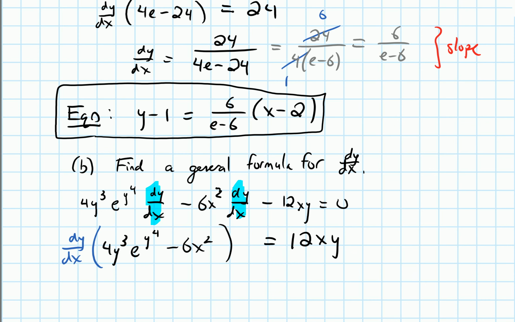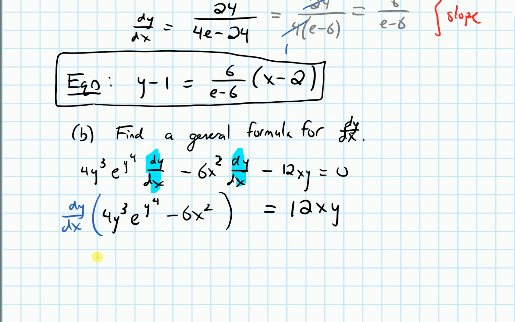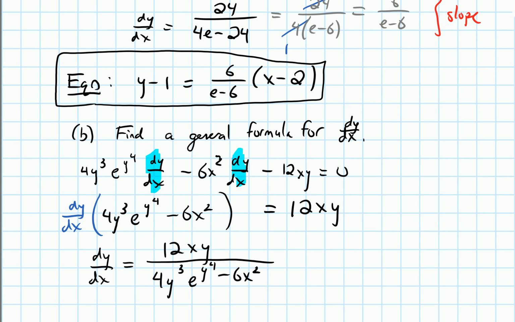All right, now we divide by the thing in parentheses, and we get that dy dx equals 12xy divided by 4y cubed times e to the y to the 4 minus 6x squared. And that is our general formula for dy dx.